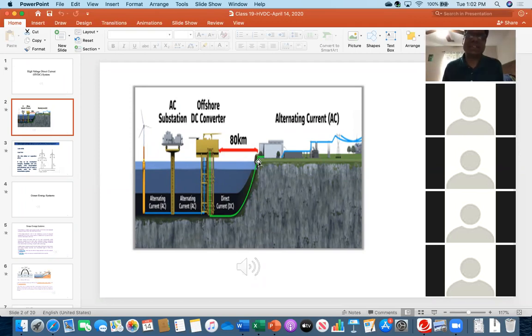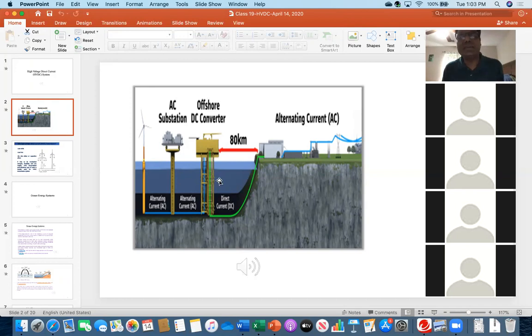Now, the question is why it is converted into DC? Because on shore, after coming on land, that DC is converted back into AC. So what is the motivation for this portion being DC? Because this 80 kilometer portion is still inside the sea, there is water here, and people cannot use power in this portion.